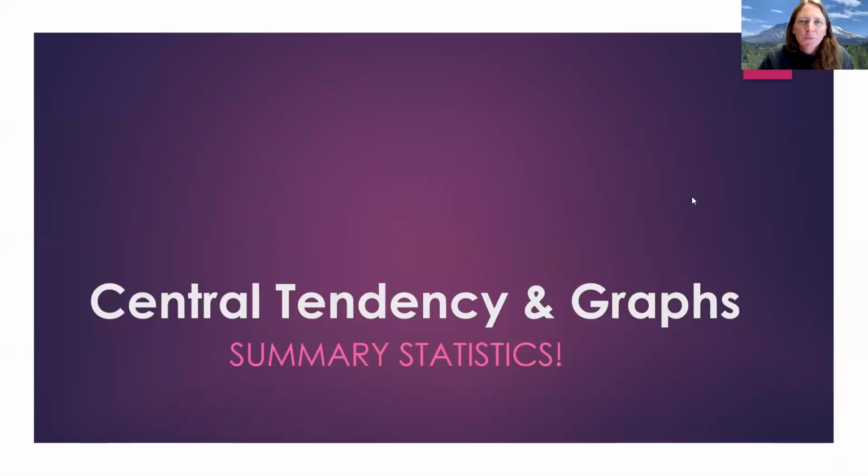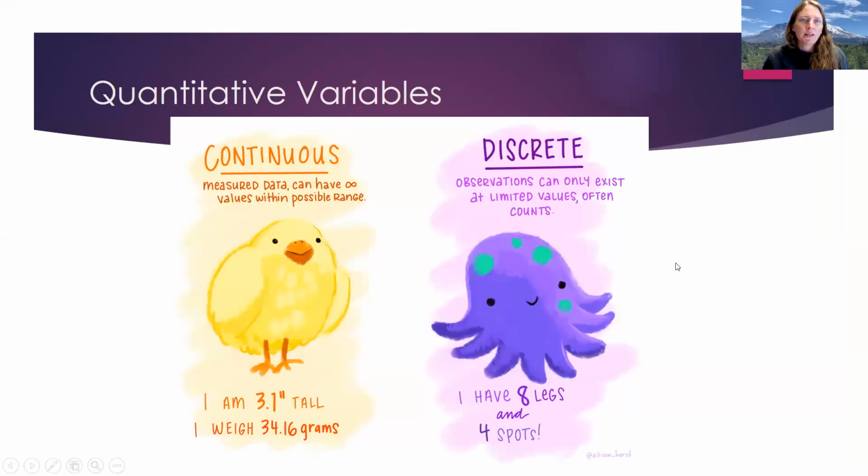Hey there. We're going to start talking about summary statistics. So how can we summarize data to try to tell a story? And there's a bunch of different ways to do this. But before we get started, we need to understand what we're trying to summarize. And those are things called variables.